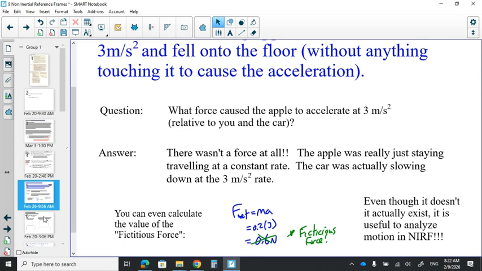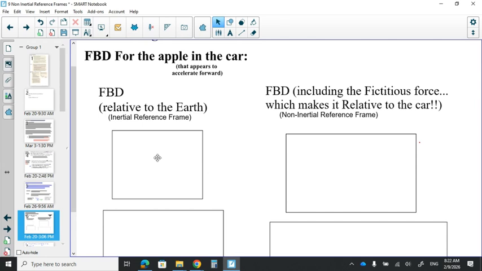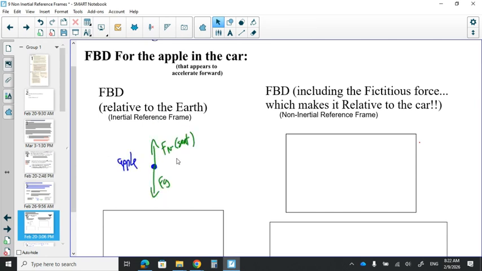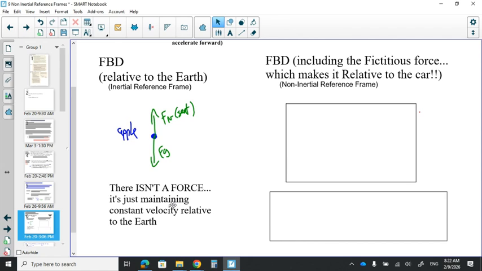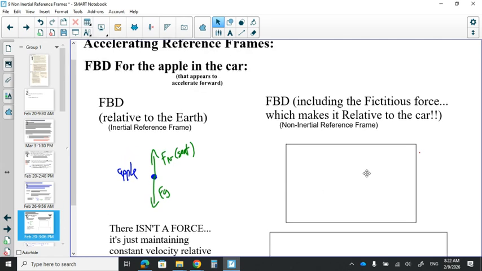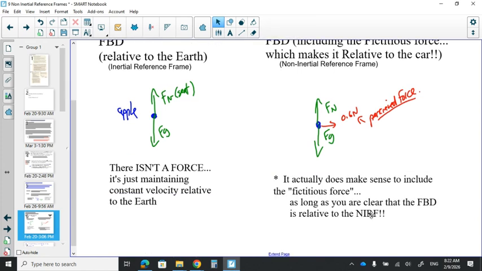So here we go. If we're looking at a free body diagram for that apple that appears to move and accelerate forward, the free body diagram relative to the Earth is really this, right? You just have the force of gravity and the normal force holding it up. There isn't a force forward. It's just maintaining constant velocity relative to the Earth. In that non-inertial reference frame, though, you can draw it as having this 0.6 Newton perceived or fictitious force. So it actually does make sense to include that fictitious force in that non-inertial reference frame.